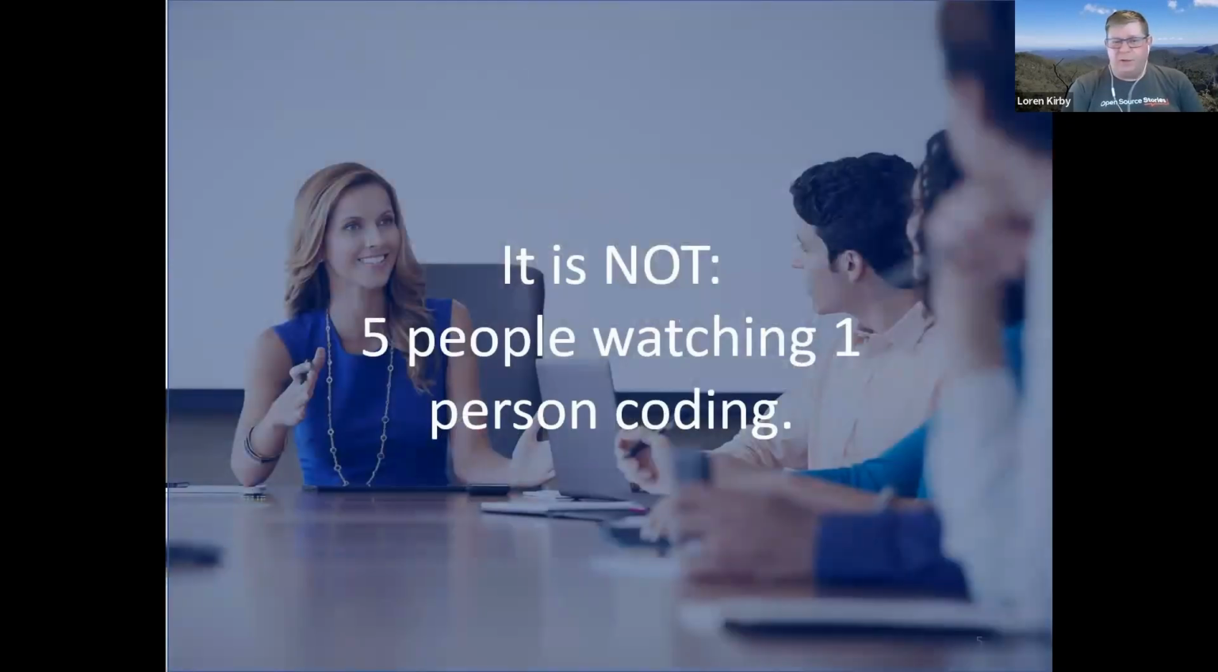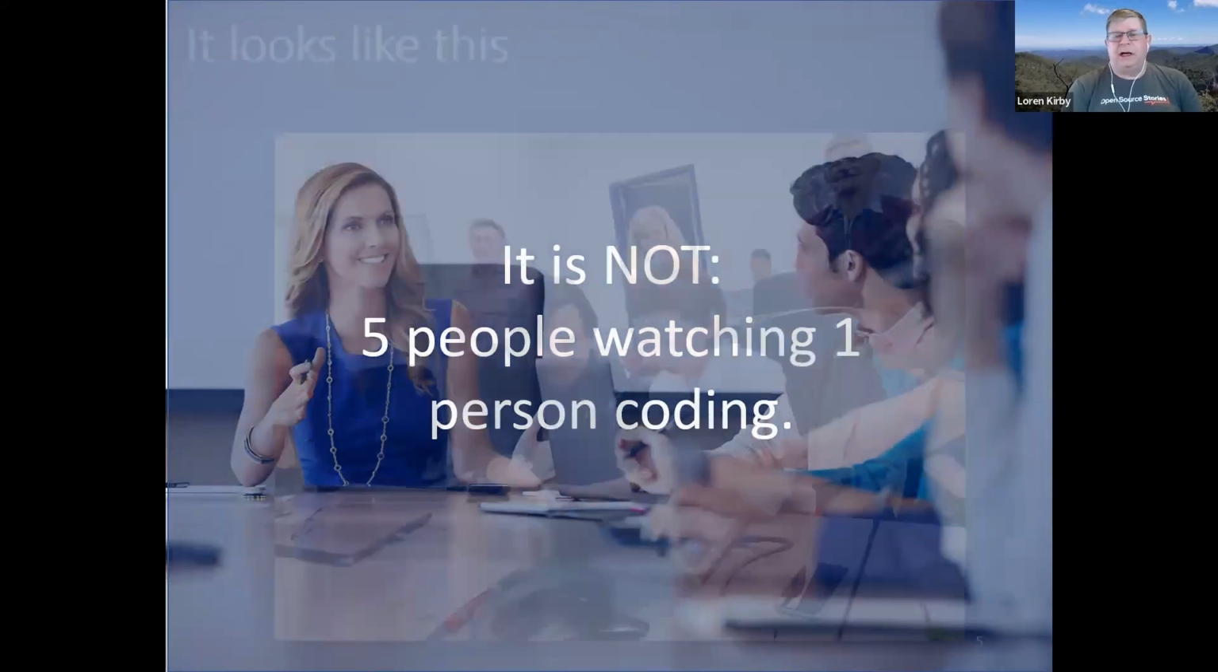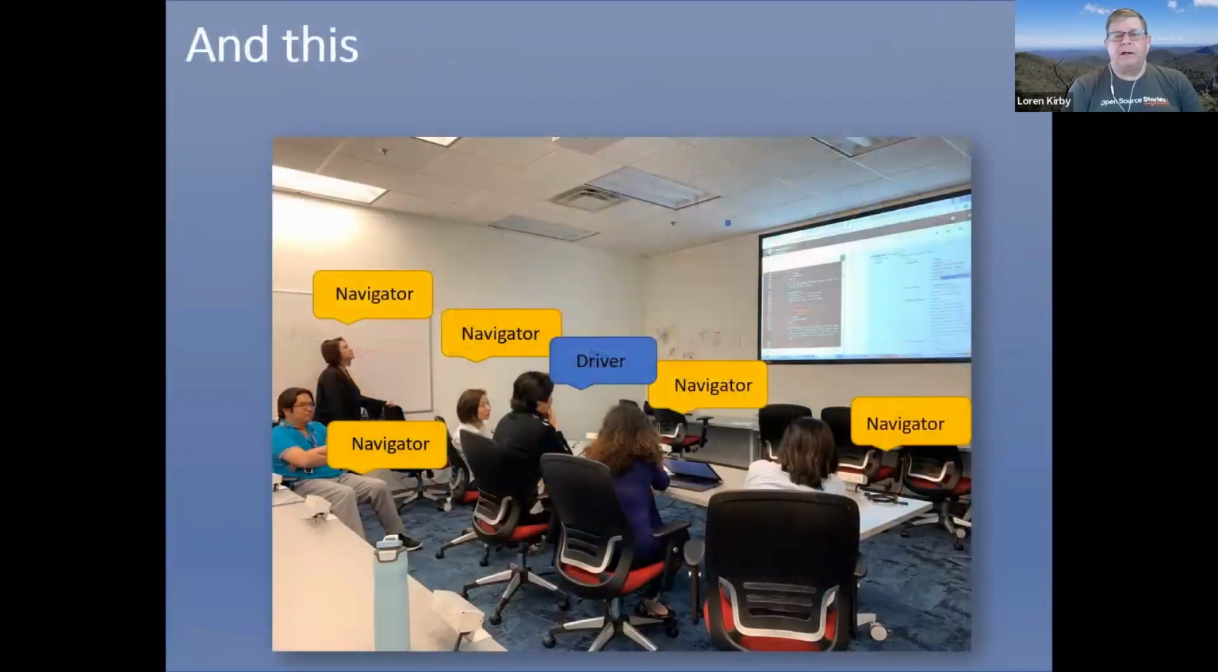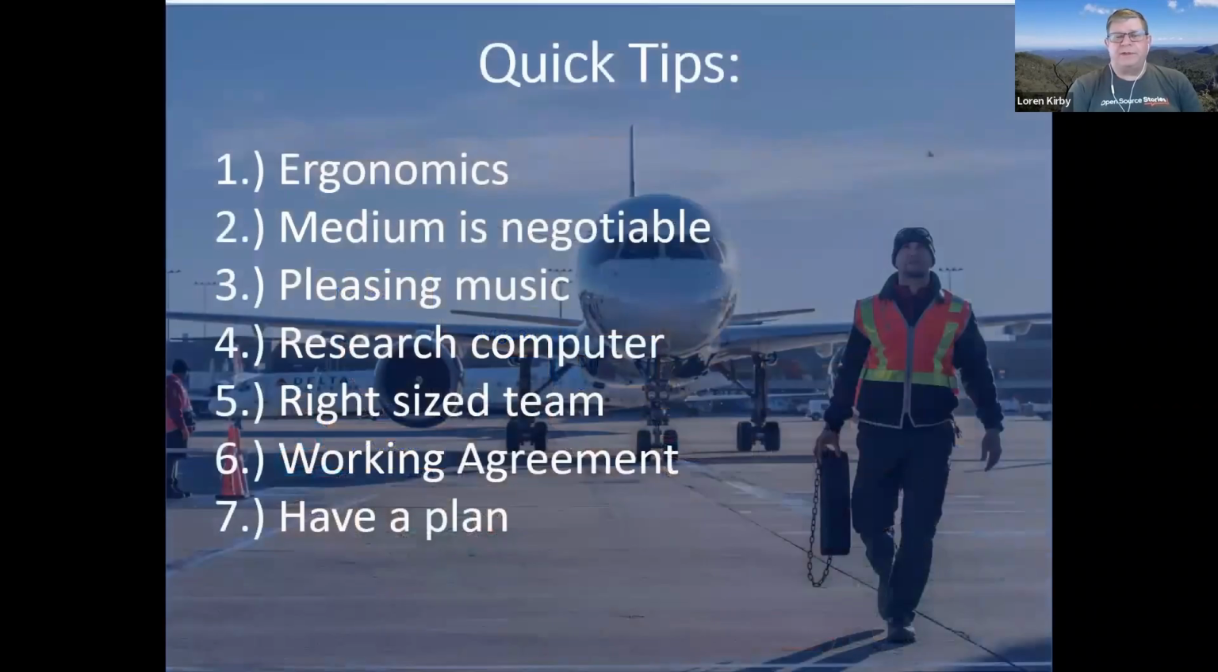It's not 5 people watching one person code. It looks like this. This is an actual photograph from our Delta Airlines dojo. It also looks like this. And here are a few tips. And again, this presentation was put together from things that we learned and from things that we learned from Woody.